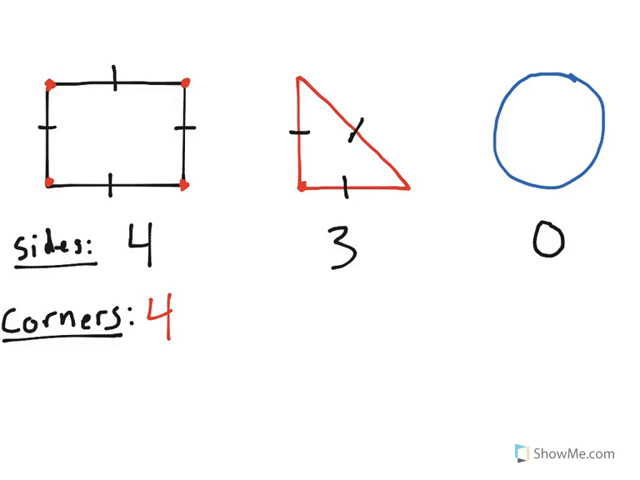This triangle has bottom left, bottom right, and top, 3 corners. And since the circle has no sides, it will have no corners where those two sides meet. It has 0 as well.